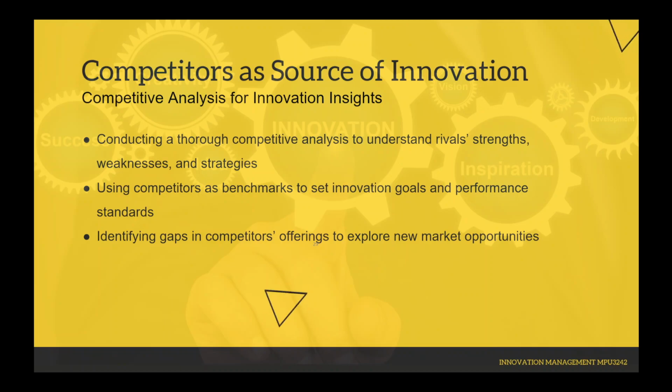Second, we can use the competitors as a benchmark to set innovation goals and performance standards. Because maybe some companies are targeting number two. They are not targeting number one, so they always follow behind the number one company. This is also a strategy actually. It's not easy to maintain as number one, but it's easy to be a number two. So this is how some companies are using this strategy.